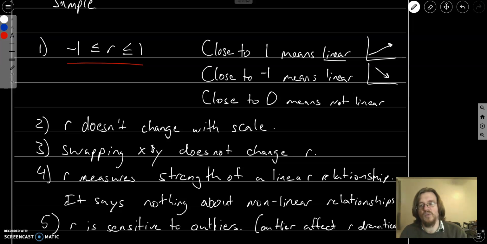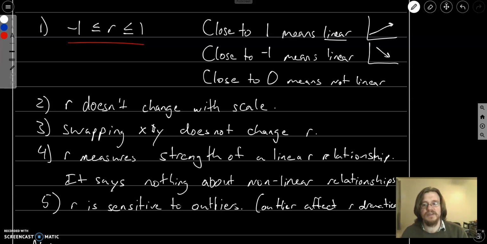So when we want things to be linear, what we want to find is a number that's either close to 1 or close to -1. The closer it is to 0, the less linear it looks. A couple of things. R doesn't change with scale.